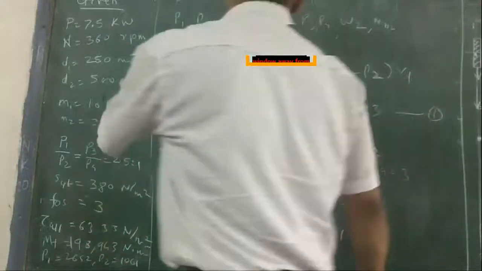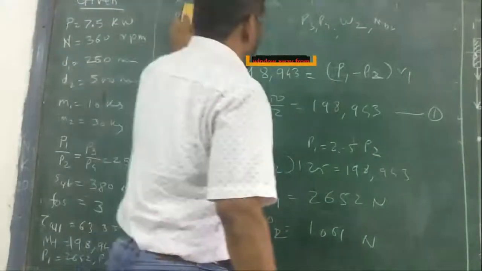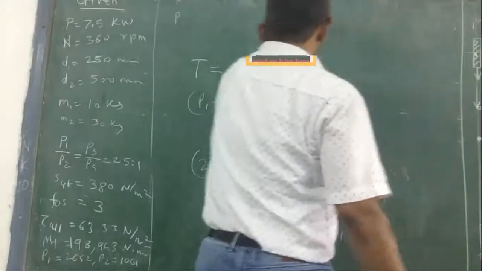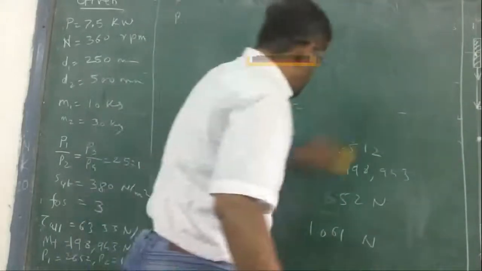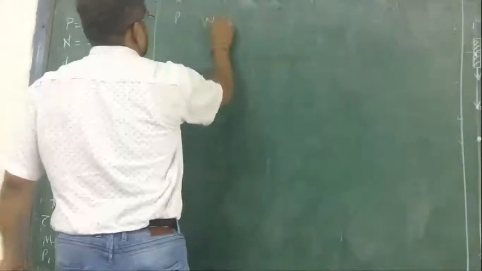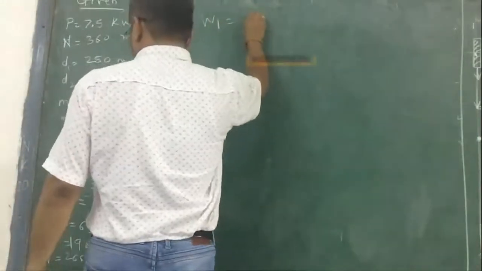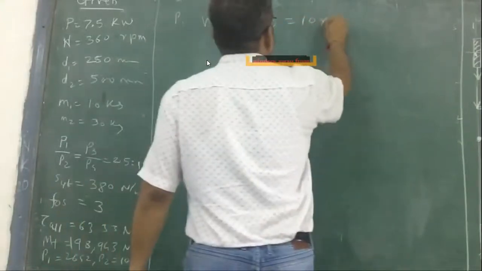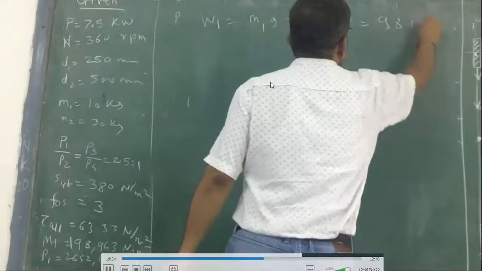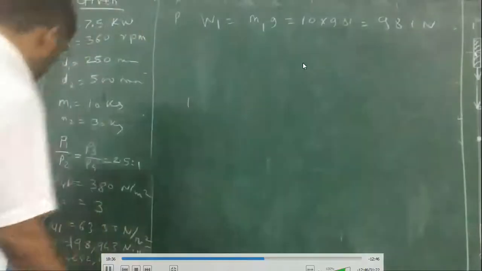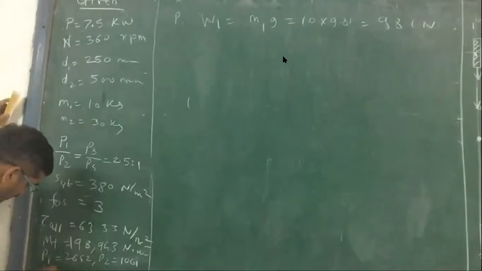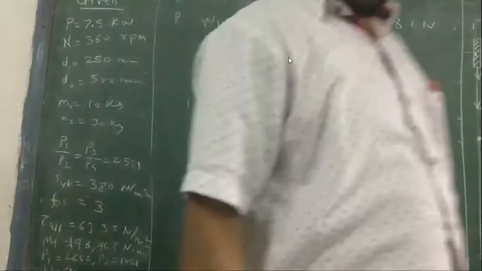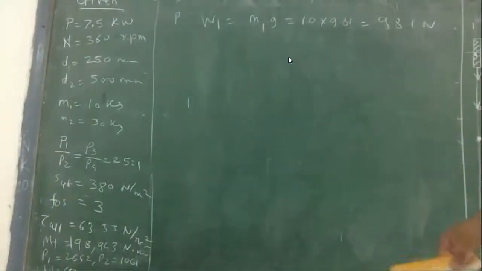Now we know P1 and P2. Let's find out W1. W1 is simply the weight, which is mass into 9.81. So W1 is 10 into 9.81, which is 98.1 Newton. Correct? So now we know W1 is 98.1, and we know the total load at pulley 1, which is P1 plus P2 plus W1.